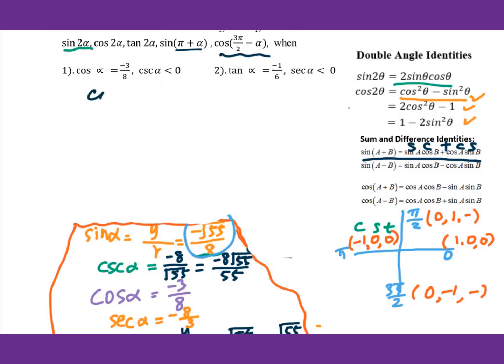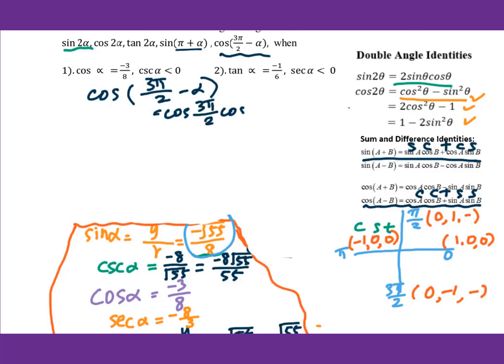For cosine 3 pi over 2 minus alpha, check here. You will get CCSS, and this is plus. So we get cosine 3 pi over 2 cosine alpha plus sine 3 pi over 2 sine alpha.